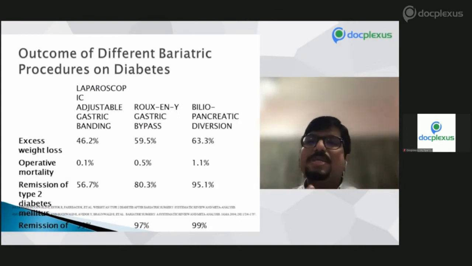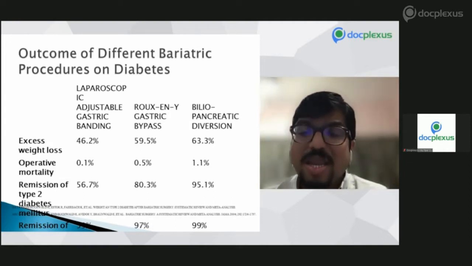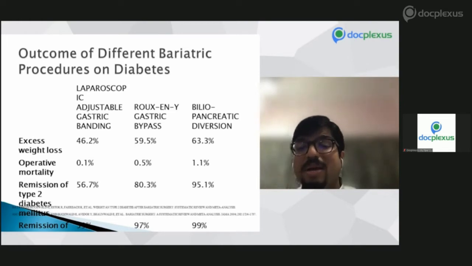If you have a person who has undergone a laparoscopic adjustable gastric banding surgery, the weight loss is approximately 46.2%. The operative mortality, of course, is only 0.1%. Remission of type 2 diabetes mellitus in these people is approximately 56%, and remission of hyperlipidemia is around 59%. Whereas in a Roux-en-Y gastric bypass surgery, you can clearly see that the operative mortality slightly increased from 0.1 to 0.5. Dr. Goel sir can obviously give us guidance on that.